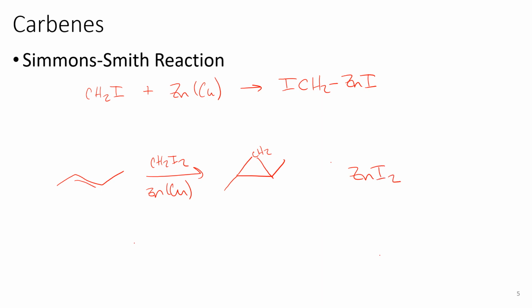For this one, we will not walk through a mechanism. What you do need to recognize are the reagents for the Simmons-Smith reaction. The CH2I2 and the zinc-copper together generate that iodomethyl zinc iodide organometallic reagent that behaves like a carbene in our reaction flask.